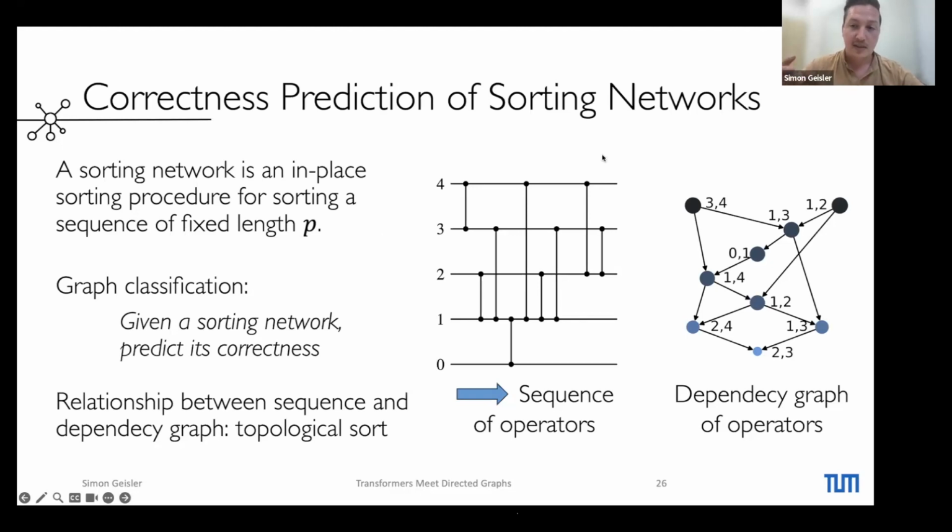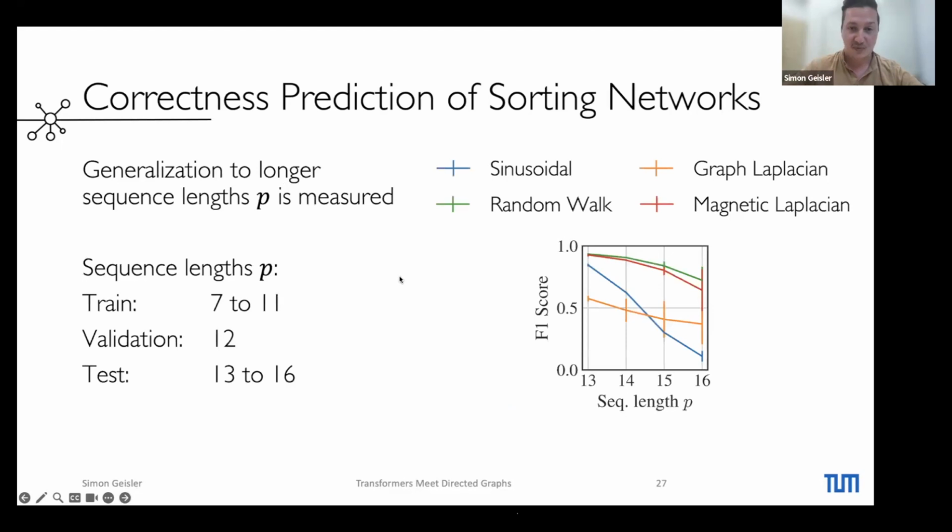There's also a nice way of thinking about what a sequentialization corresponds to in such a directed graph. At least for this DAG, we can directly construct semantically equivalent sequences just by topologically sorting this directed graph, and each of the topological orders corresponds to one valid, semantically equivalent sorting network. We then train on a data set of those sorting networks, and the task again is to generalize to longer sequence lengths.